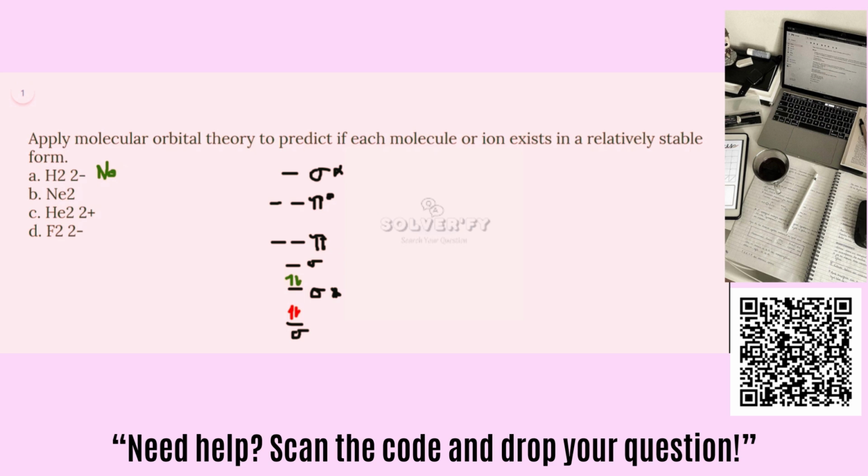I'm going to skip B for right now, because C has a very similar setup to this. It's got He2 2 plus. So helium-2 is 4 electrons. 2 plus means we're only looking at 2 of them. So we're just going to have this bottom section here. That forms 1 bond because it's got 2 bonding electrons. So yes, we expect that to be stable.